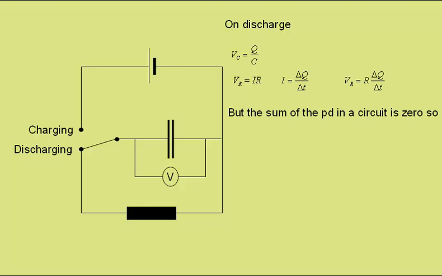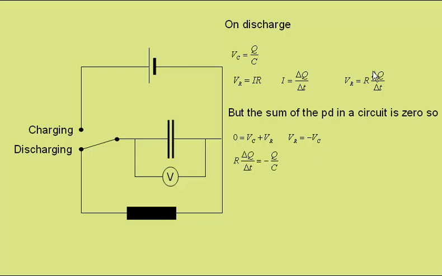But the sum of the potential differences in a circuit adds up to 0. So we can say that 0 is equal to the potential difference across the capacitor plus that across the resistor. They have equal magnitudes of potential difference in opposite directions. So we can say that the voltage across the resistor is equal to minus that across the capacitor.